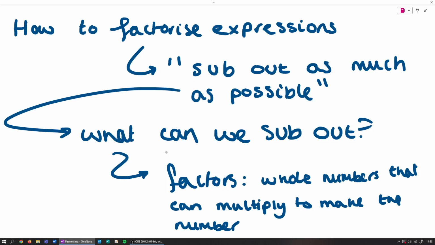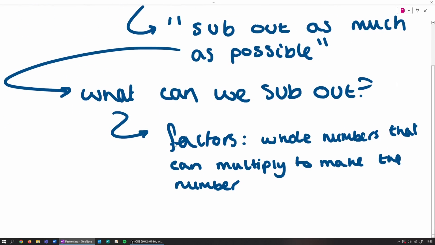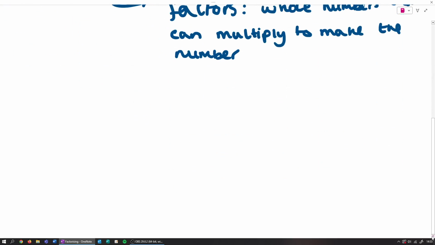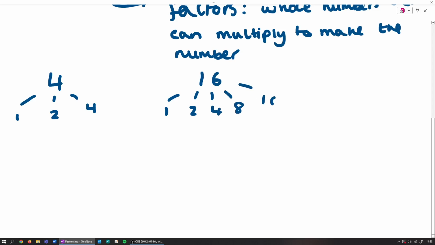So first of all, what can we sub out? We can sub out these things called factors. You may have heard of them before. They are whole numbers that can multiply to make the number that we are trying to find the factors of. For instance, the factors of 4 are 1, 2, and 4, because all three of these numbers can multiply by some other number to make the number 4. The factors of 16 are 1, 2, 4, 8, and 16.